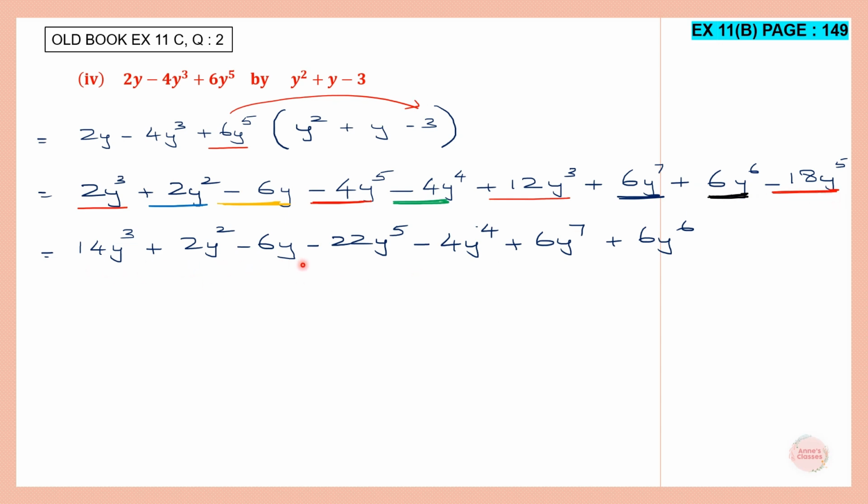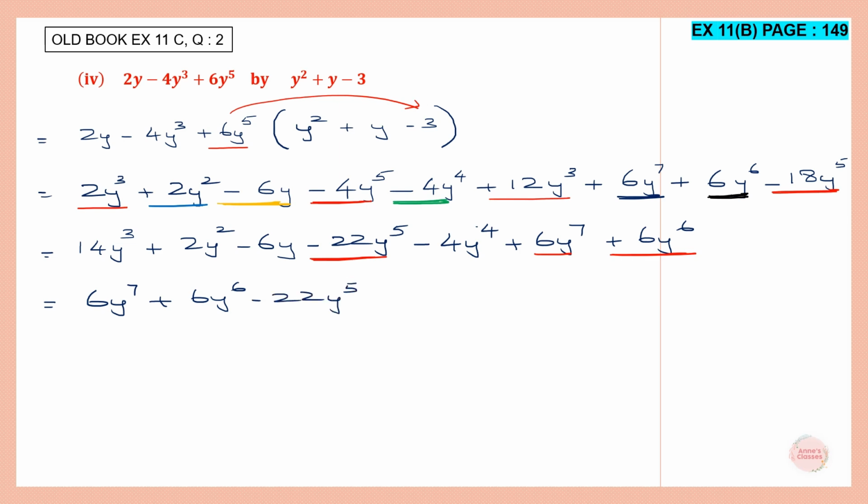Now, this we're going to write in the order of their power. So here the highest power is 7. So let's write that first. So that will be 6y to the power of 7. So we are done with this. Next is to the power of 6, that is this. So let's write that plus 6y to the power of 6. So y to the power of 6 is over. Now let's go to 5. So here we have minus 22y to the power of 5.